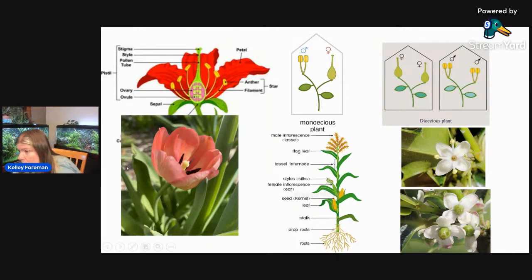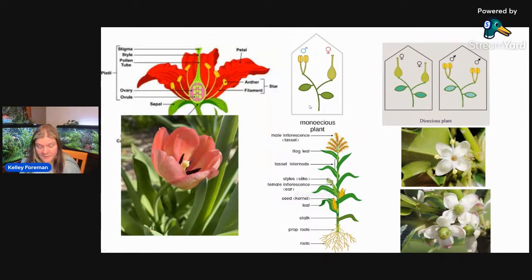So there's something called monoecious plants. This is a plant that has both male flowers and female flowers on the same plant, but they're different. So it has separate flowers, but on the same plant. And the famous example of this is corn.